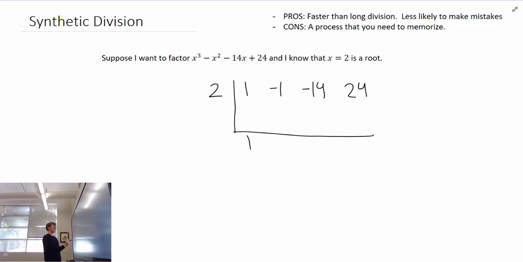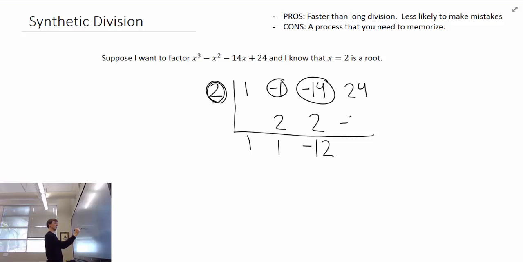Okay, so next I want to take 2 times this. 2 times 1 equals 2. Minus 1 plus 2 is 1. 2 times 1 is 2. Minus 14 plus 2 is minus 12. 2 times minus 12 is minus 24. 24 plus minus 24 is 0.